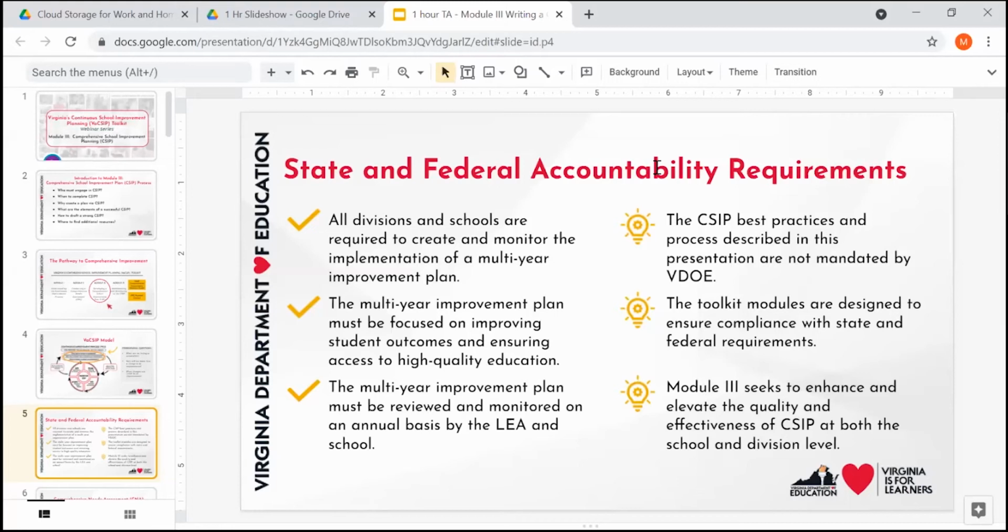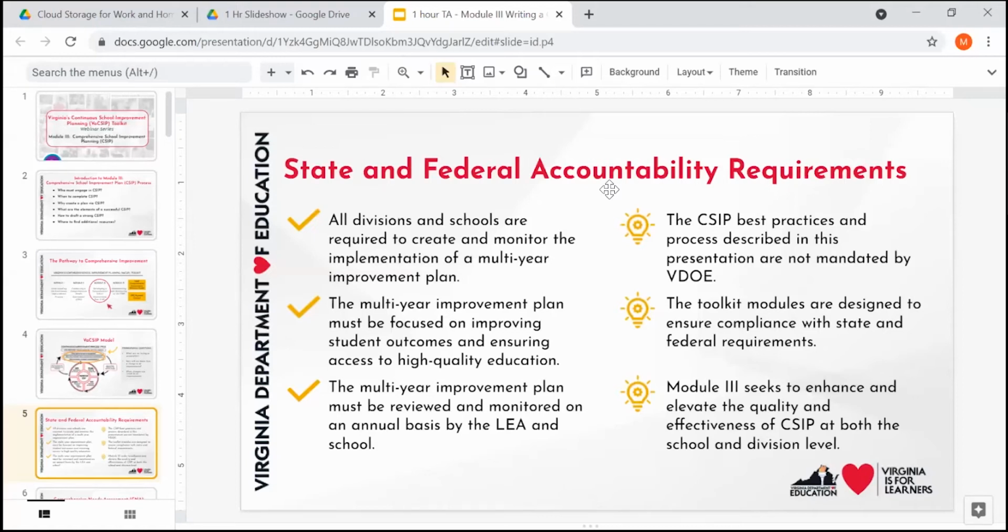The multi-year improvement plan must be focused on improving student outcomes and ensuring access to a high quality education, and I would add for all. The multi-year improvement plan must be reviewed and monitored on an annual basis. And what we're going to talk about today, the best practices described in this presentation, are not mandated. The template we're going to show you for school improvement, you don't have to use.